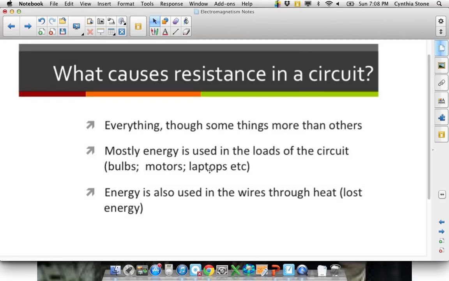Bulbs, motors, laptops, and it involves a slowing down of the electrons and also a loss of energy, because if you feel heat, that means there's electrical resistance causing that. In that way, electrical resistance is a lot like friction or air resistance. It's the same idea.